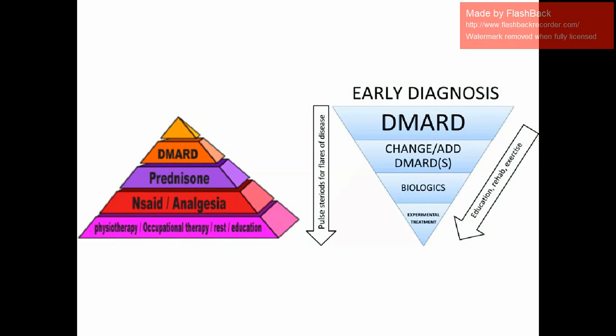Now, NSAIDs are considered to have only an adjunctive role in the management of rheumatoid arthritis. Steroids are considered to be a bridge in the treatment, wherein they will act until DMARDs take full effect. And finally, DMARDs, which are considered to be the backbone in the management of rheumatoid arthritis.